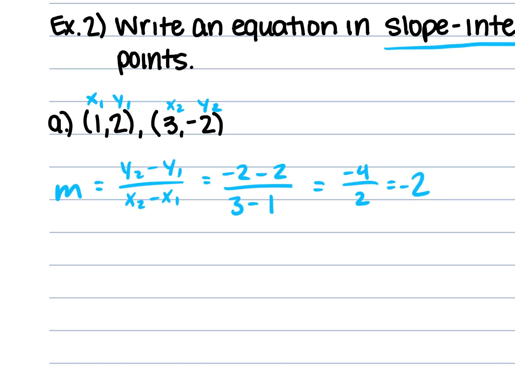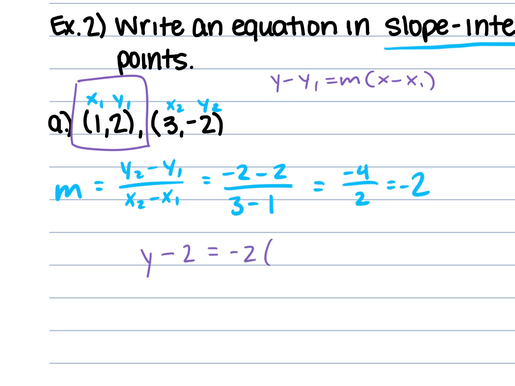And then we can use either one of these points. It doesn't matter. I'm just going to use the first point to plug it into point slope form. So I have y minus y1 is equal to m times x minus x1. So y minus what? 2 is equal to my slope, which is negative 2, times x minus 1.